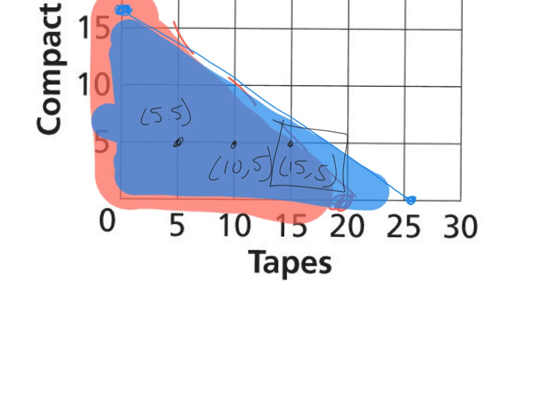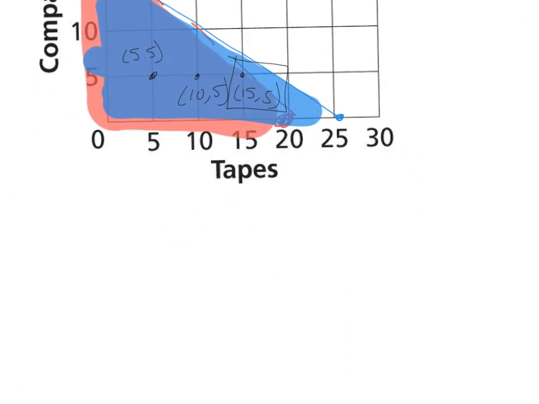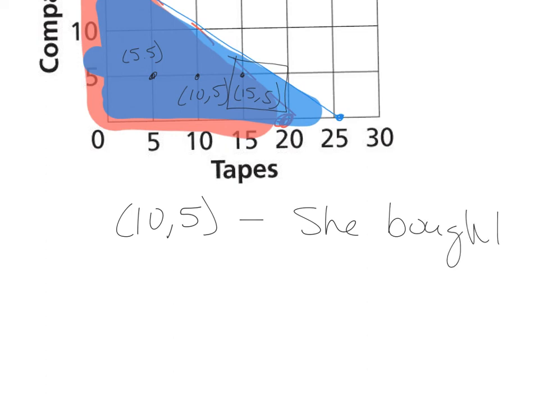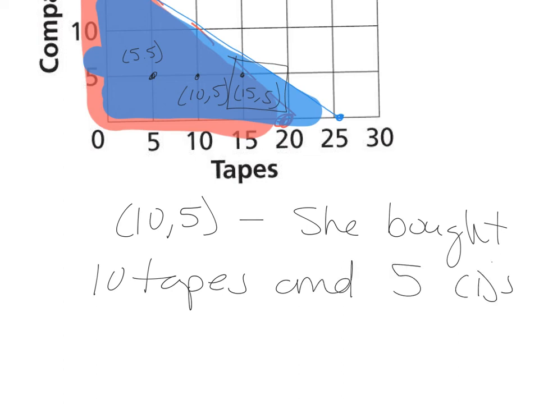So now if I'm thinking about 10, 5, right? A coordinate point, I'm going to use that one. 10, 5 means she bought 10 tapes and 5 CDs and stayed in budget.